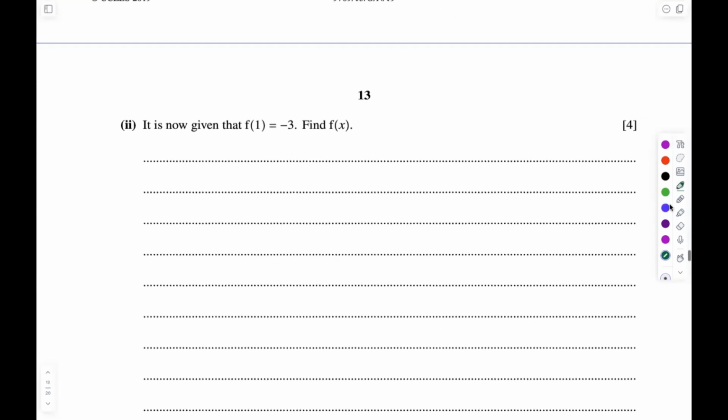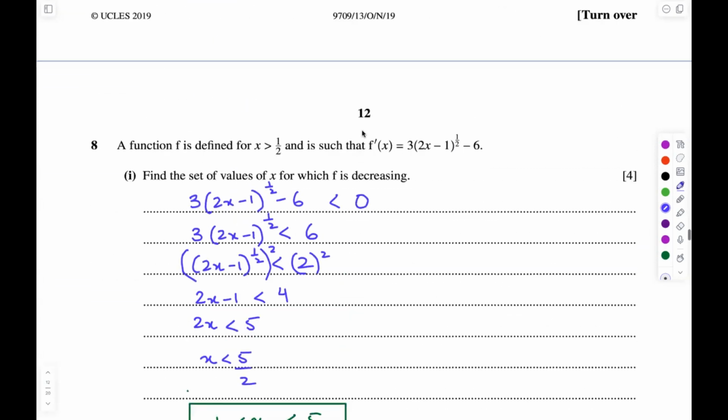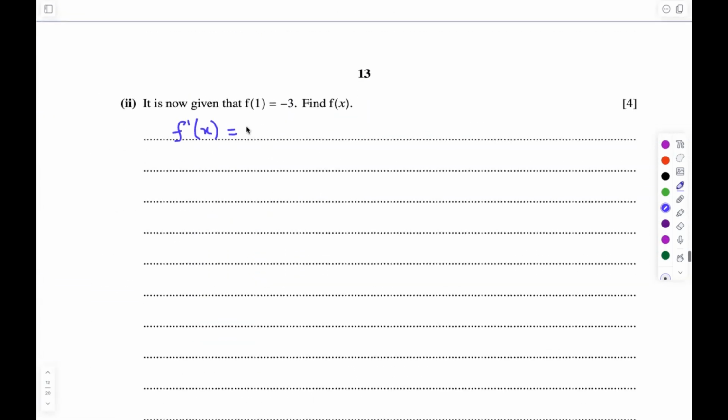In part 2, it says it is now given that f of 1 is equal to minus 3. We have to find f of x. This means if we have an expression for f of x, we can substitute x equals 1 and put it equal to minus 3. First, using the expression for the derivative, which was 3 into (2x minus 1) to the power half minus 6, we'll integrate it to get an expression for f of x.